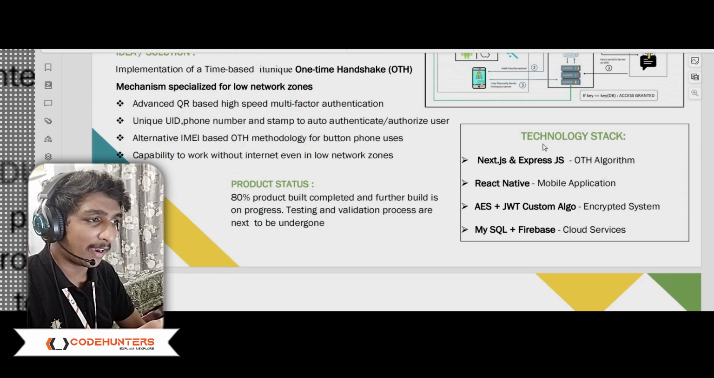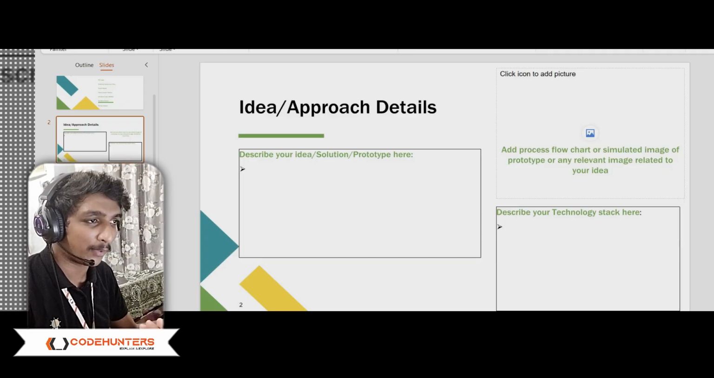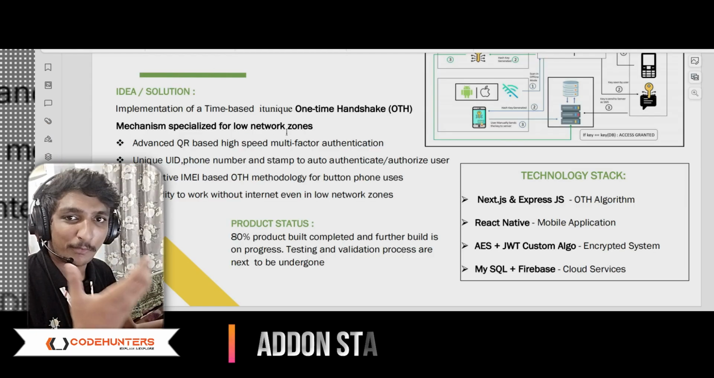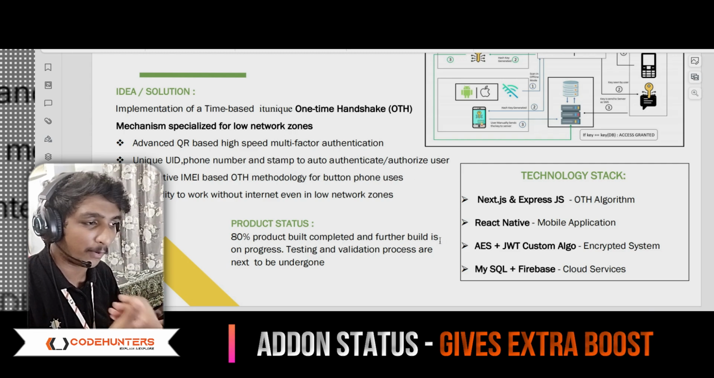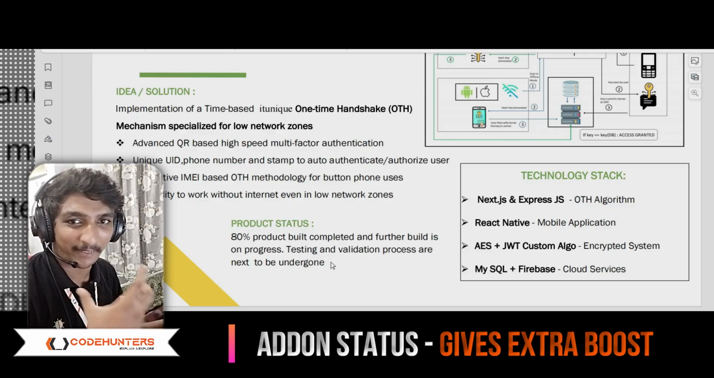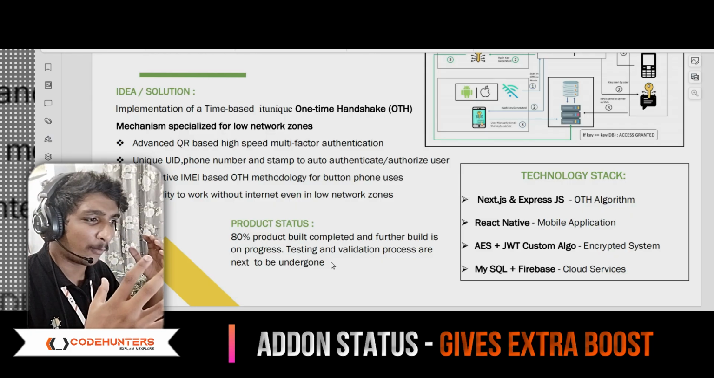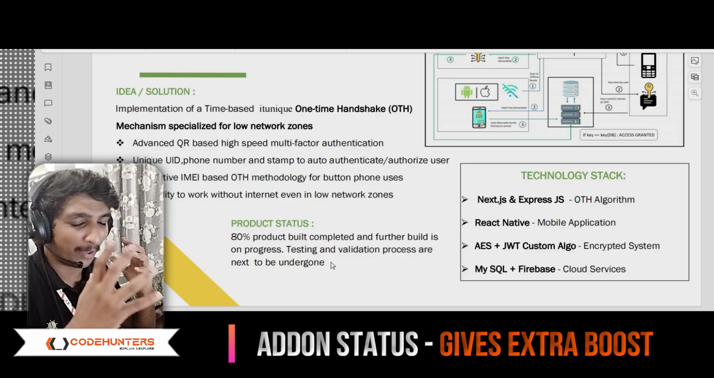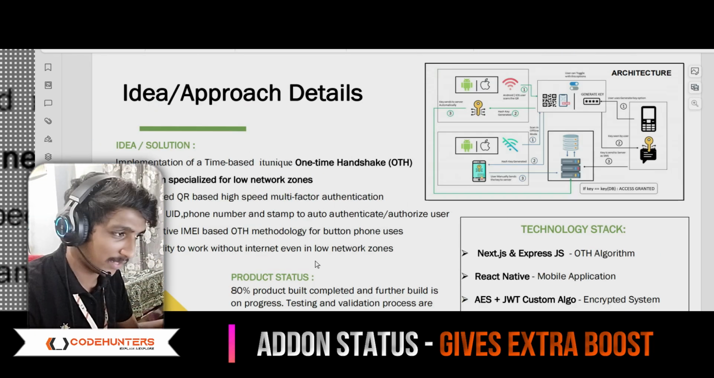And additionally you would have noted that I have put something called product status. Why did I put that? To show how much we have worked on the prototype itself. So: 80% product build completed, further build is in progress, testing and validation processes are yet to be undergone. This shows that we are taking the product very seriously and not just for the hackathon. Whatever I am saying, just think of it from the evaluator's point of view, okay? And this is how the first page concludes.